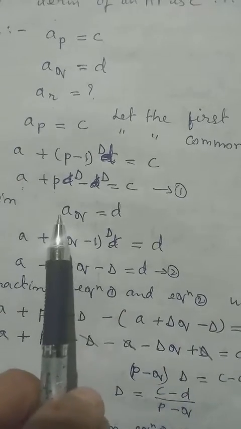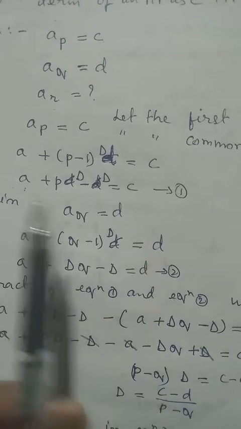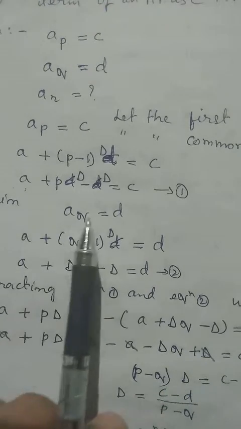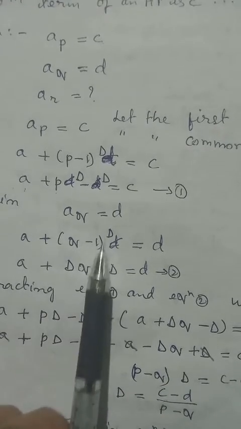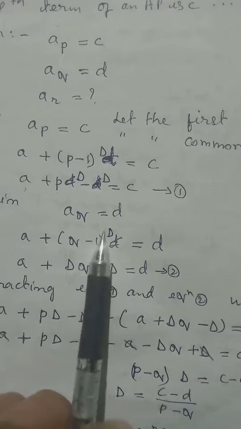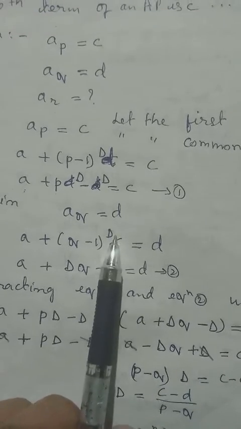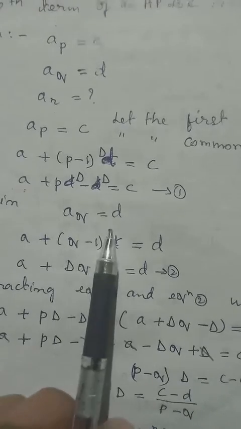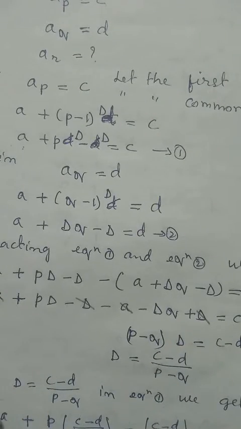Then again from the question we have AQ equals small d. Here also we apply the general formula. In place of N we put Q. So A plus (Q minus 1) whole capital D, standing for the common difference, equals D from the question. Then first we need to solve for A and capital D.